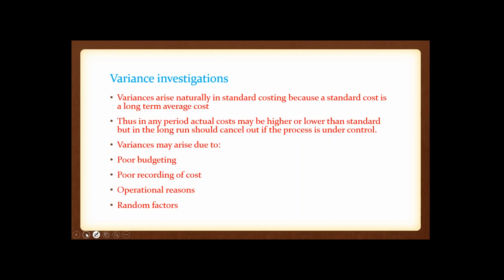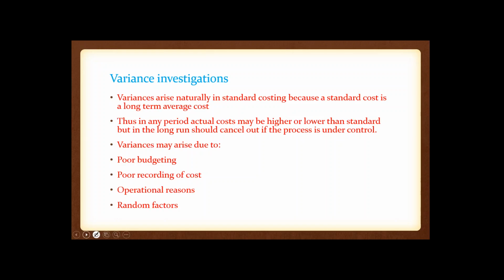Operational reason. There can be a lot of operational reasons. Although you budgeted to buy the labor at 10, you may not be able to buy it at 10. It is 12, 13 in the market. Because of that, you have to pay extra, and that is an operational reason. Random factor. Something completely out of the box. Maybe some new product has come and the customers have decided not to buy your product. A completely out of control situation.